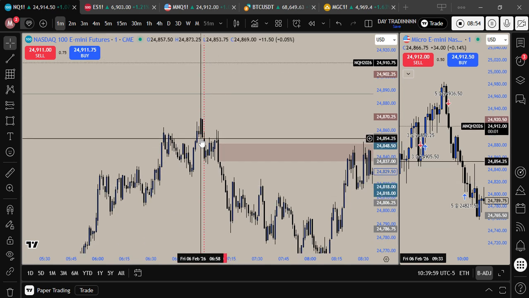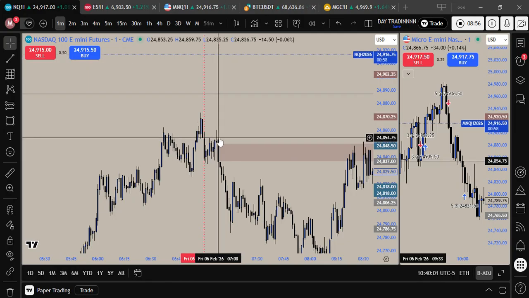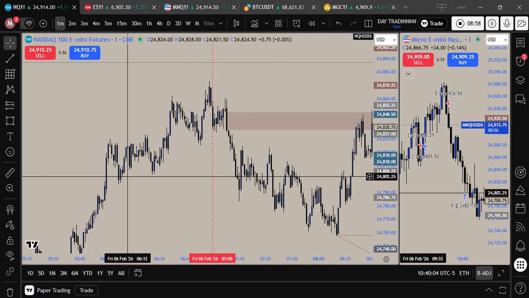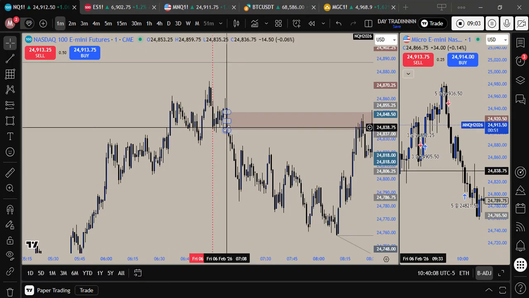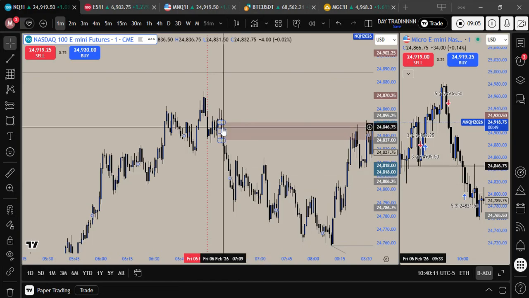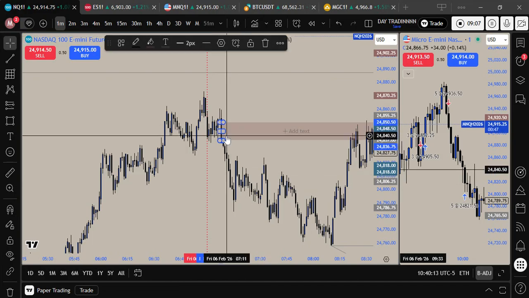First presented fair value gap is this one. We respected it nicely and we go lower. We take out this low resistance to the downside. This could be the take profit here. You're done. So this is also the first presented fair value gap.